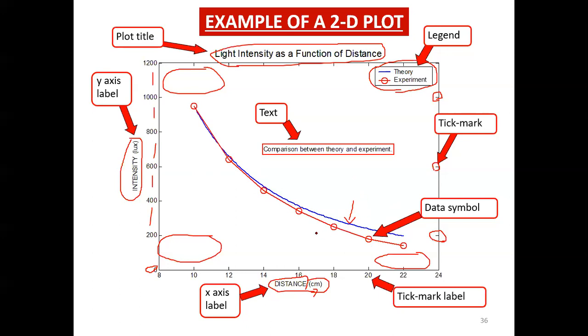Then we can draw another line in the red color. With the help of the red color, we are going to choose the data symbols also. So if we are going to compare between theory and experiment, the blue color means we have the data in the theory, then we can draw this type of line.